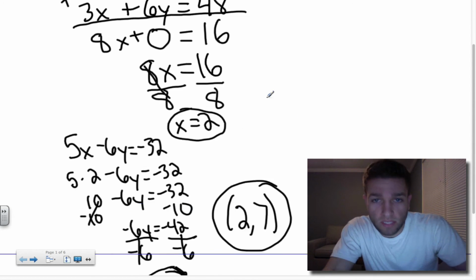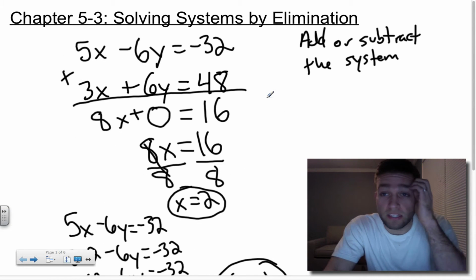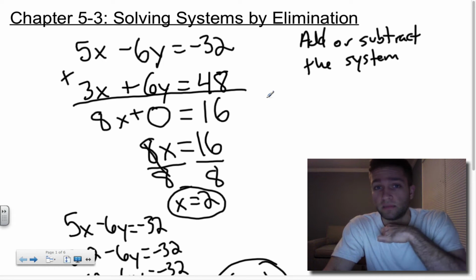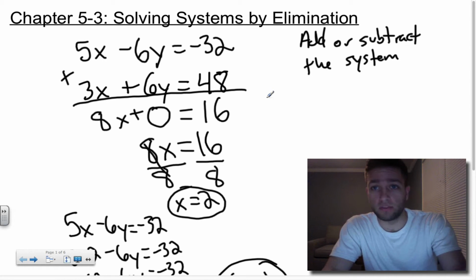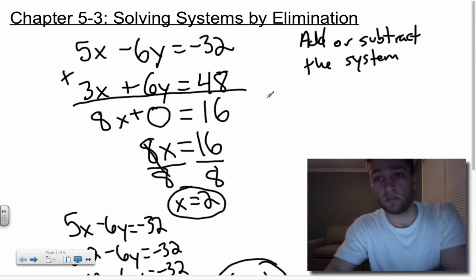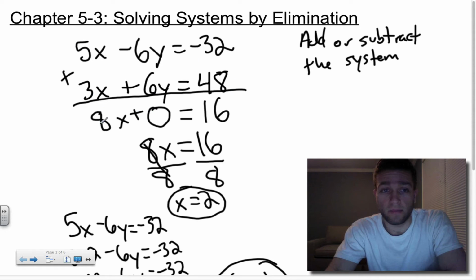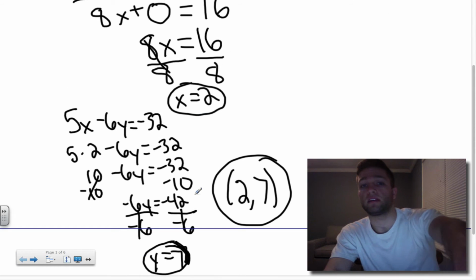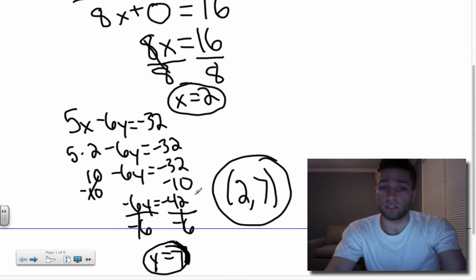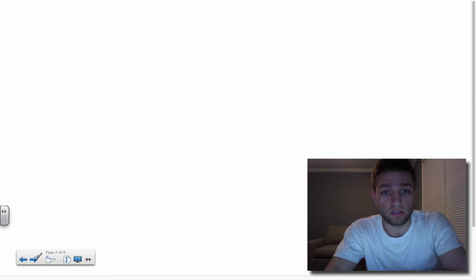Okay? And just to recap what we did real quick. To do elimination, you're going to add or subtract the systems together. I'm going to show you a couple examples of adding and subtracting so you can see when to use each. But the goal is to eliminate one of the variables. In this case, I have a negative 6 and a positive 6. So if I add those two things together, that will eliminate. So then I add all of the other pieces together. So 5x plus 3x is 8x, and that's 16. And then I'm solving for one of the variables. And then to get the other answer, I plug my variable into one of the original equations and solve for the other thing. So let's look at another example.